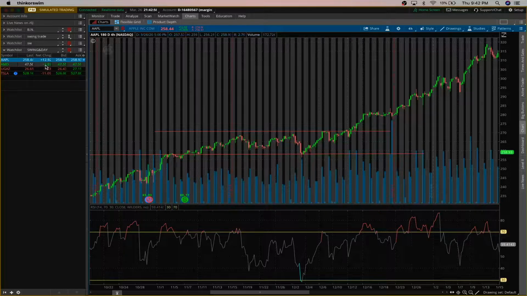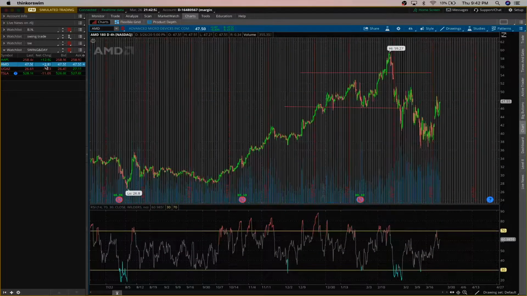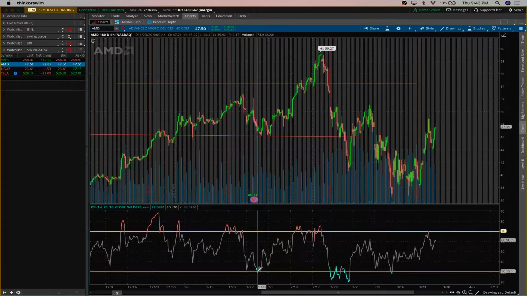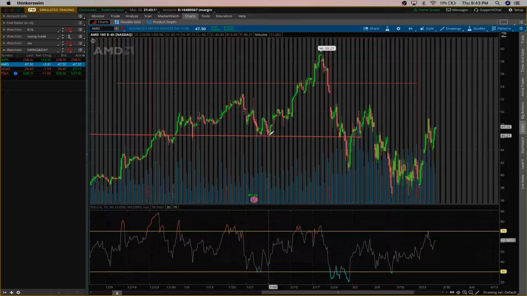So AMD is a stock that is more volatile than Apple, and you can see right here that AMD was uptrending and it took a massive pullback. So when focusing on this as well, we can see that the RSI was showing signs that it was undervalued, right, around this region.